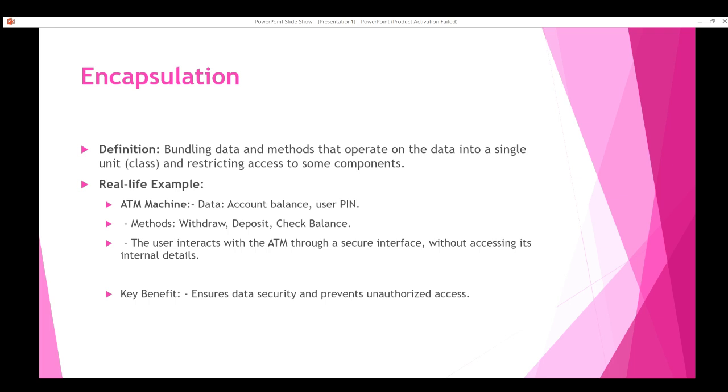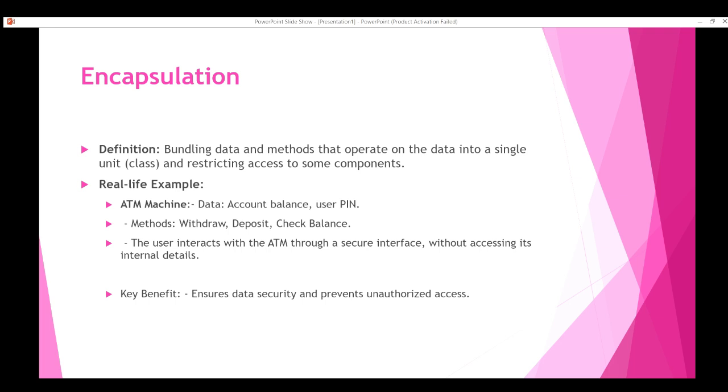In an ATM machine, a user can interact only with the interface, like inserting the card, entering the PIN, and selecting the option. The internal processes, such as verifying the PIN, accessing your account balance, and updating your balance after the transaction, are hidden from you. The ATM machine ensures data is protected from direct access, and only authorized actions can be performed. One of the key benefits of encapsulation is that it gives data security and prevents unauthorized access by exposing only necessary operations.